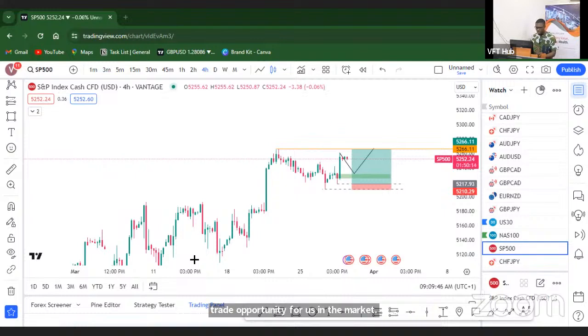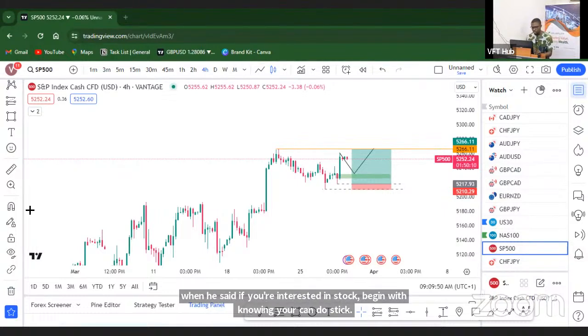Oluwaseyi Oni said, if you're interested in stock, begin with knowing your candlesticks properly. That's fantastic. That's very true.